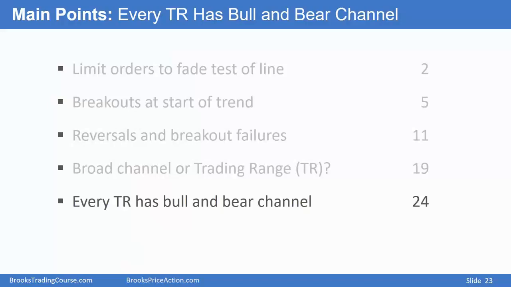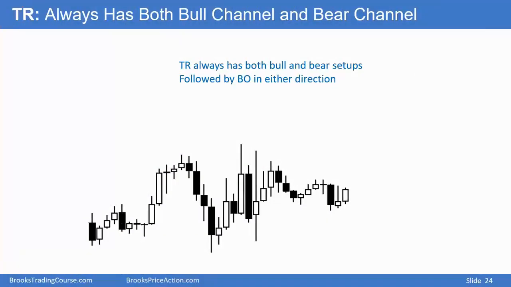Every trading range has both buy and sell signals within it. Every trading range has both a bull channel and a bear channel within it. When you look at this, it's clearly a trading range. It's in breakout mode. However, you can say, wow, it's getting higher lows and it's getting higher highs. This is also a bull trend.